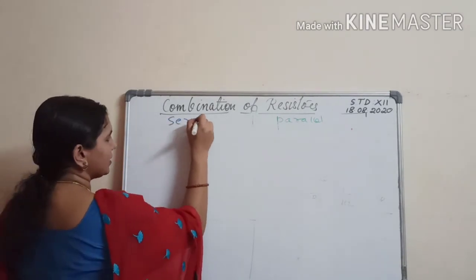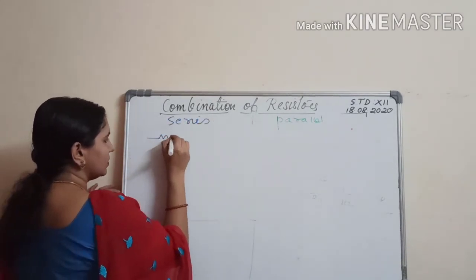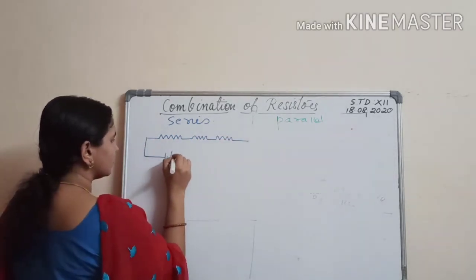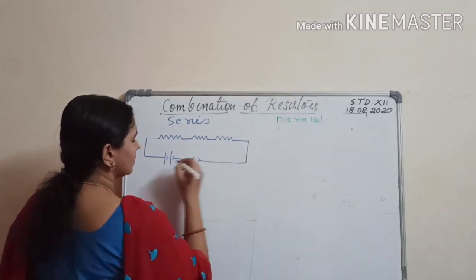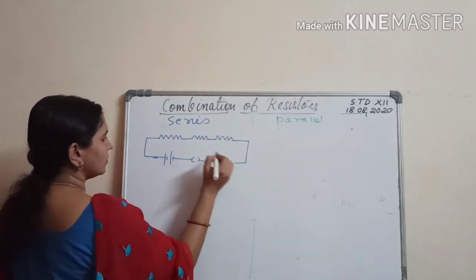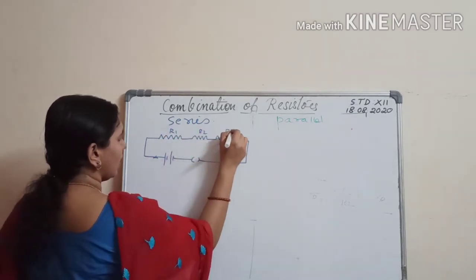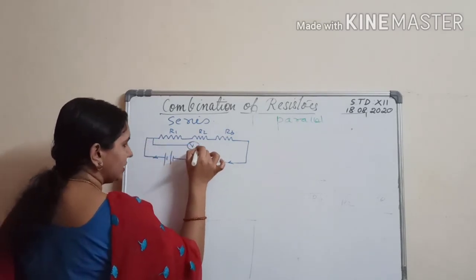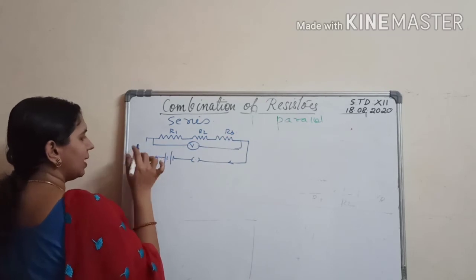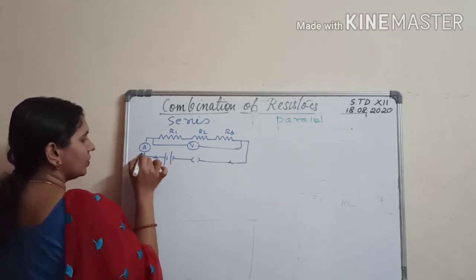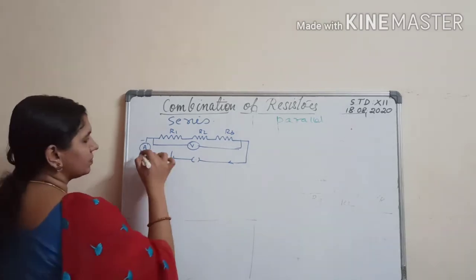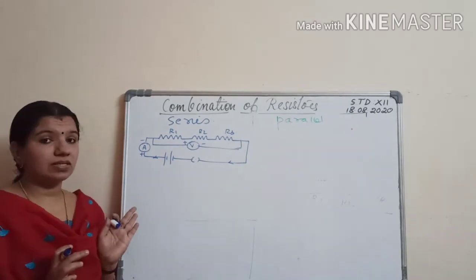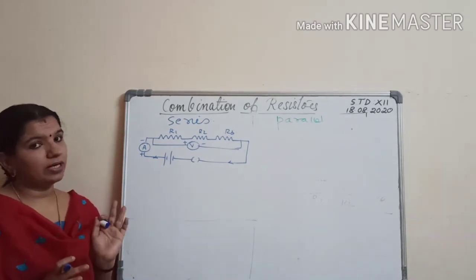So for series combination, let us consider the resistors in series: R1, R2 and R3. If I am connecting a voltmeter, I can measure the voltage, and an ammeter here to measure the what? Current. Now listen, here which one is constant? Current is constant, but potential will differ.